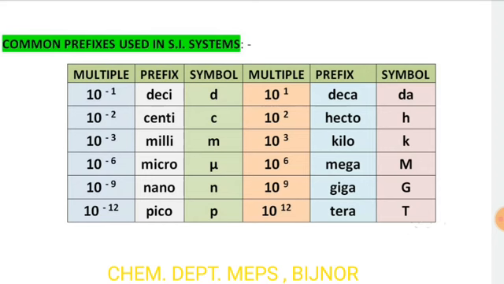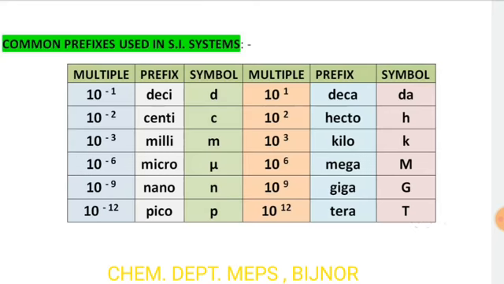10 to the power minus 6, the prefix is micro and the symbol is mu. 10 to the power minus 9, the prefix is nano and the symbol is small n. 10 to the power minus 12, the prefix is pico and the symbol is p. For example, 1 picometer. So pico we use small p, meter small m. So 1 pm is equal to 10 to the power minus 12 meter. Similarly, if we say nanosecond, we write 1 ns, n for nano, s for second, is equal to 10 to the power minus 9 s, where s means second.